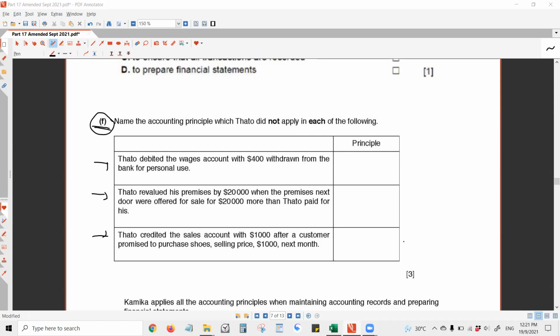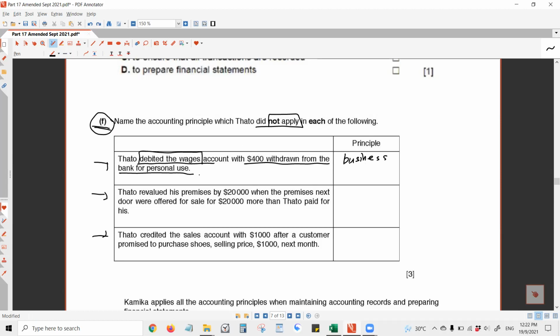I thought you would type your answer. Okay. Now I discuss. First one, debited wages with 400 withdrawn from the bank for personal use. It's something about drawing. So they should have debited drawings, right? So they have not applied the business entity principle.